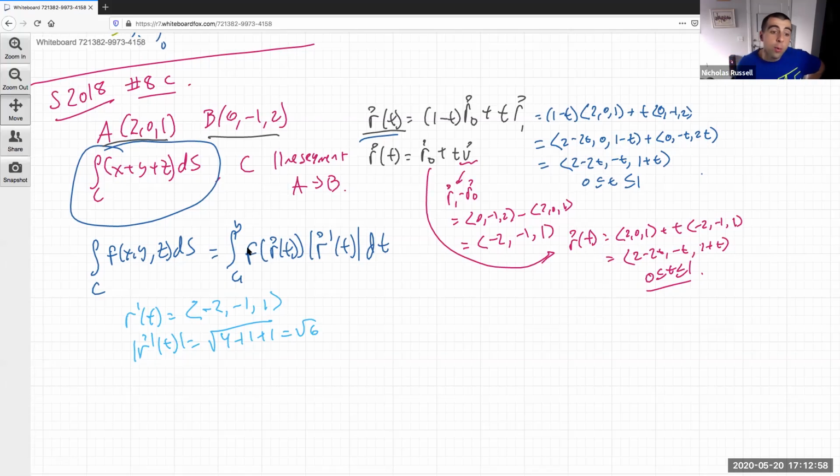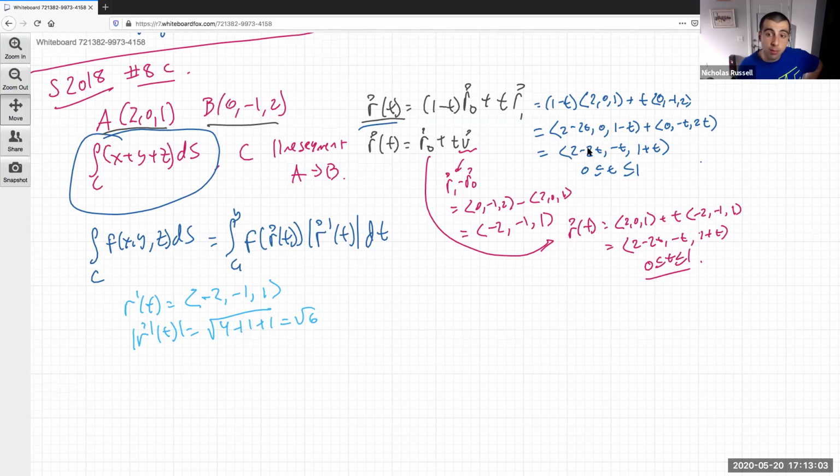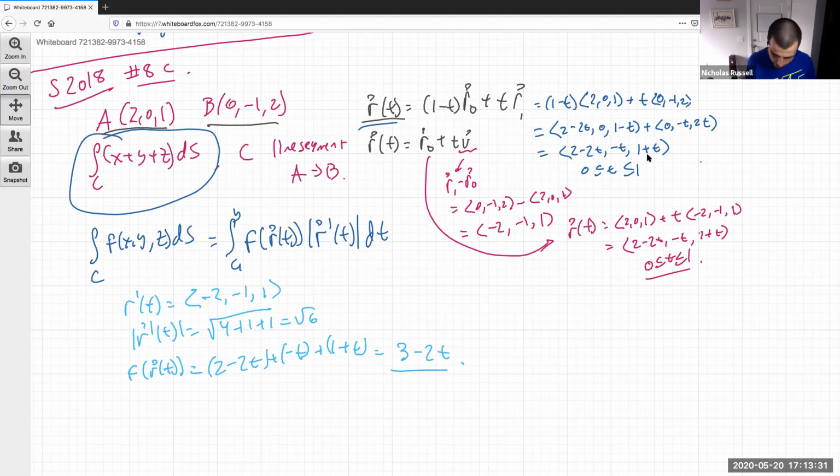And so I want to calculate f of r of t here. Wherever I see x, I'm going to plug in my x component. Wherever I see y, I'm going to plug in my y component. Wherever I see z, I'm going to plug in my z component. So f of r of t here is just equal to the sum of these three things: 2 minus 2t plus negative t plus 1 plus t. Working this out, I think I get 3 minus 2t. Yeah, I think I get that.